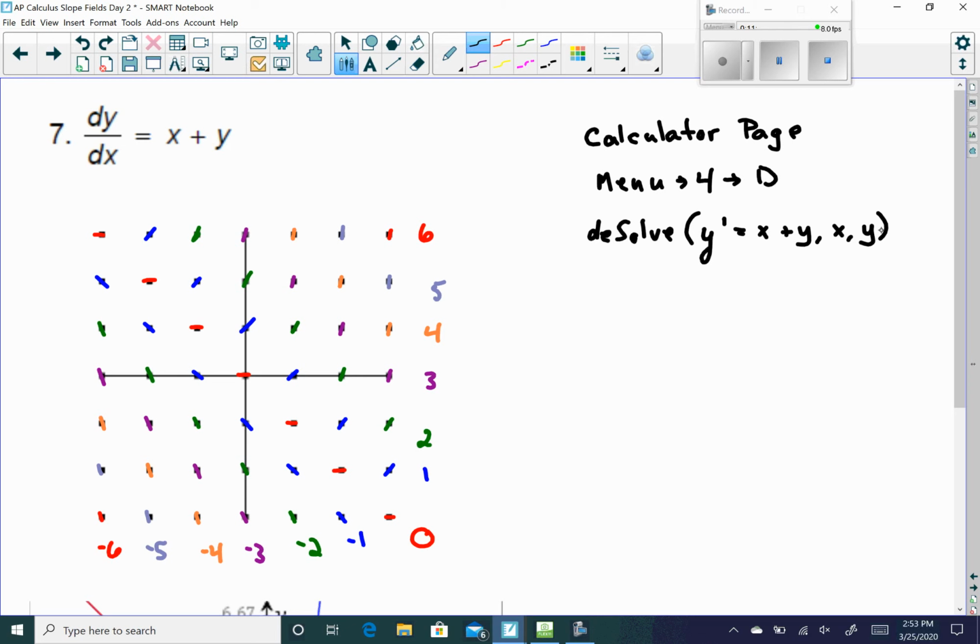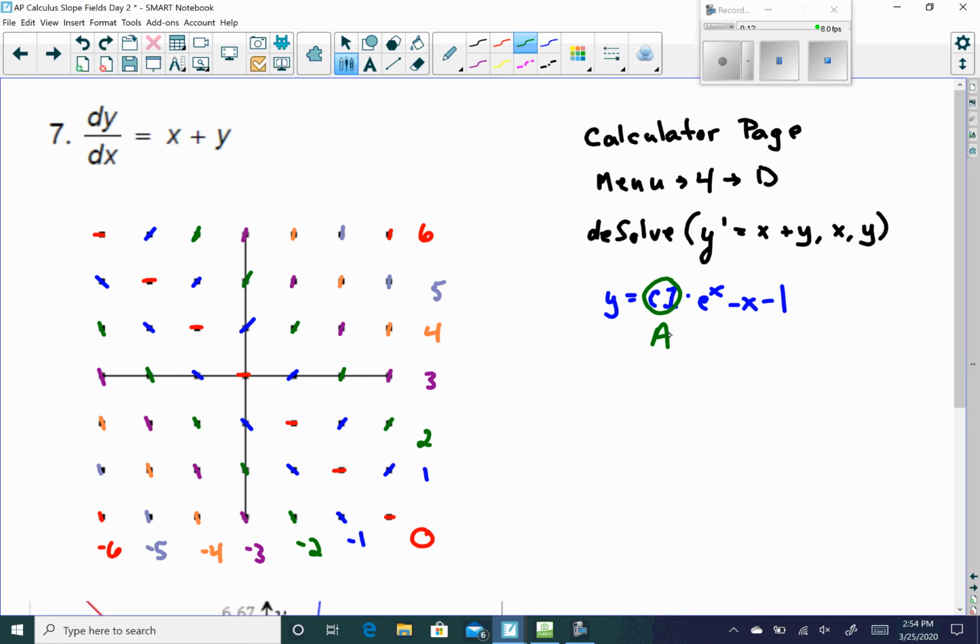And as soon as you do that, you should get an answer of y equals c1 times e to the x minus 1. This c1 is just a coefficient. We could just call it c, or we could call it a.